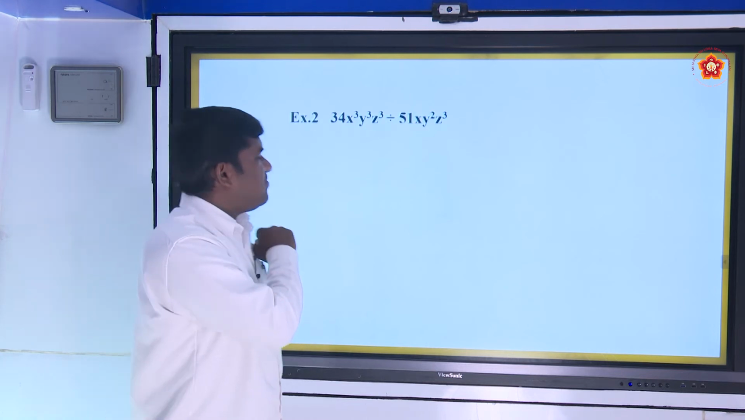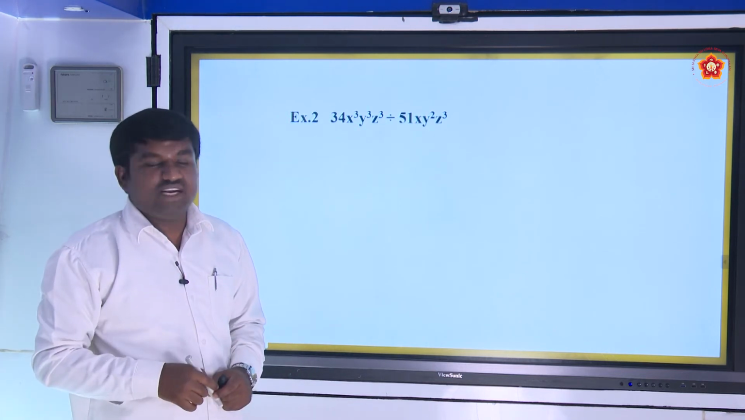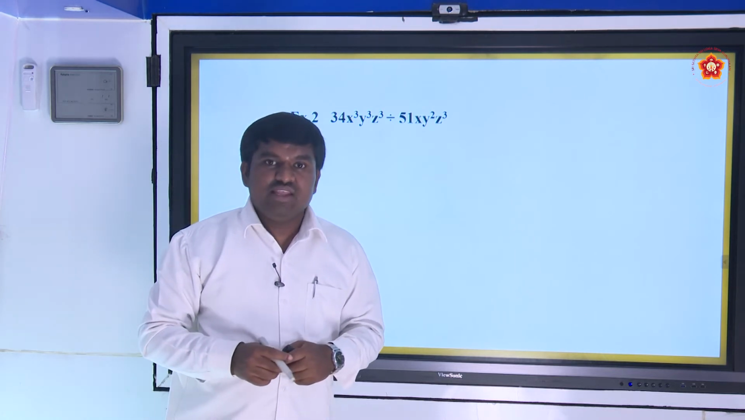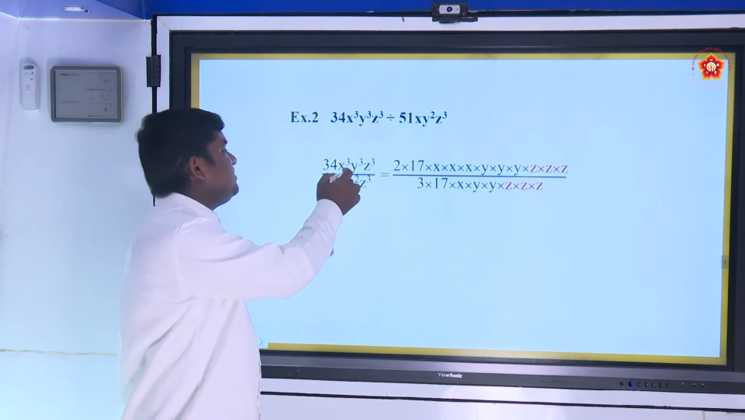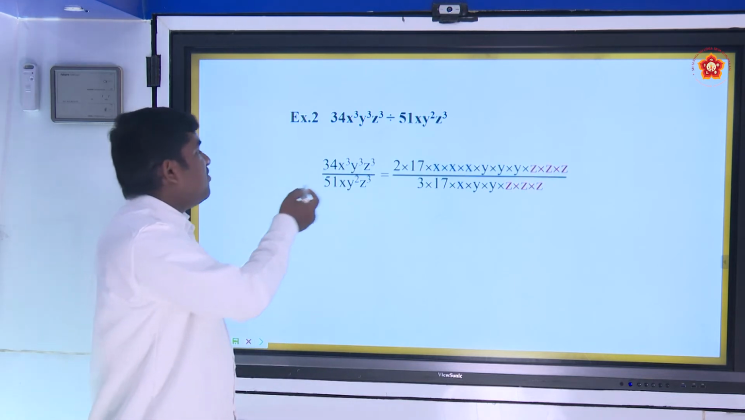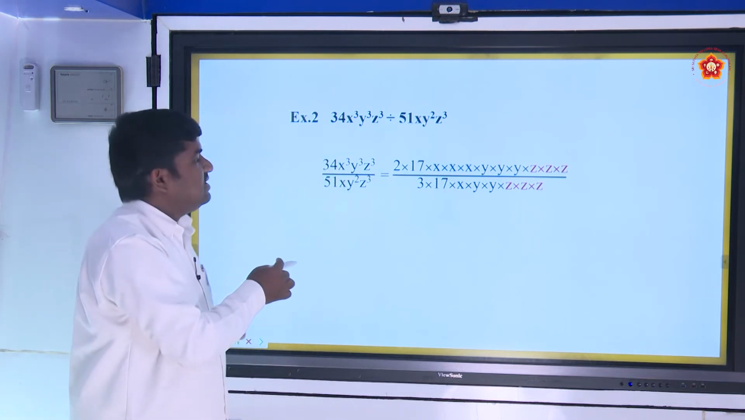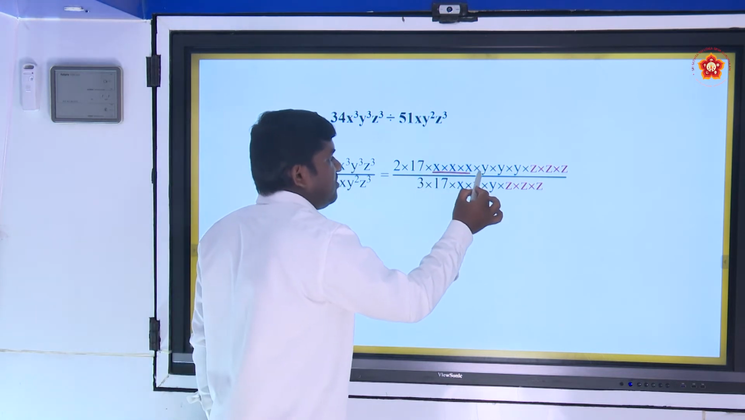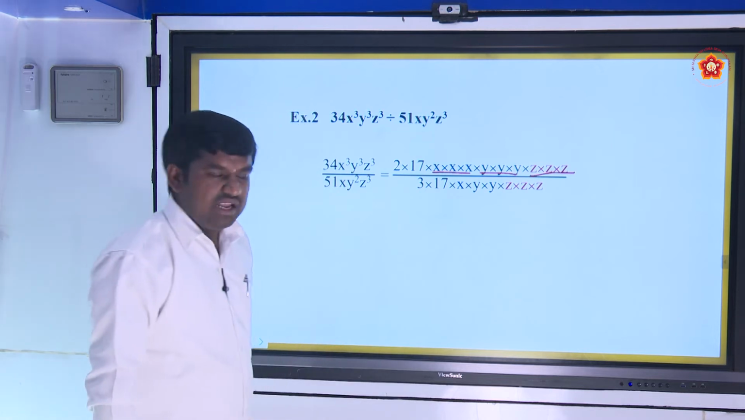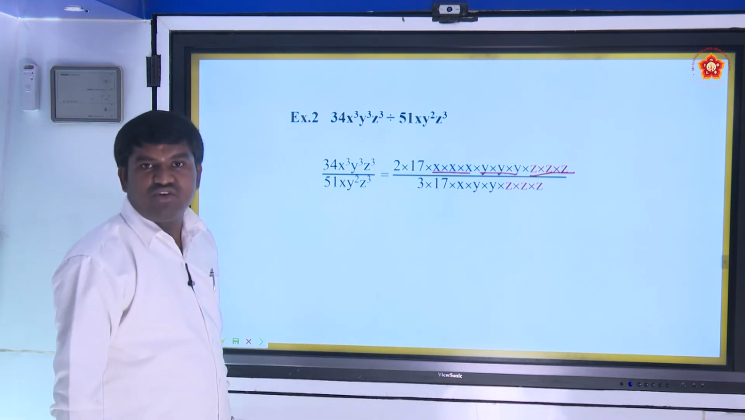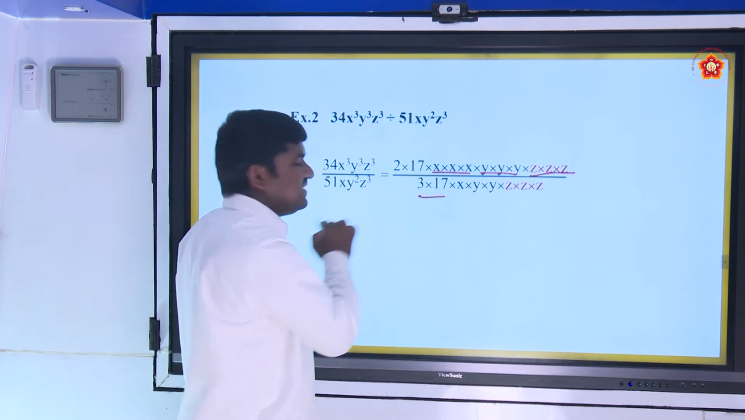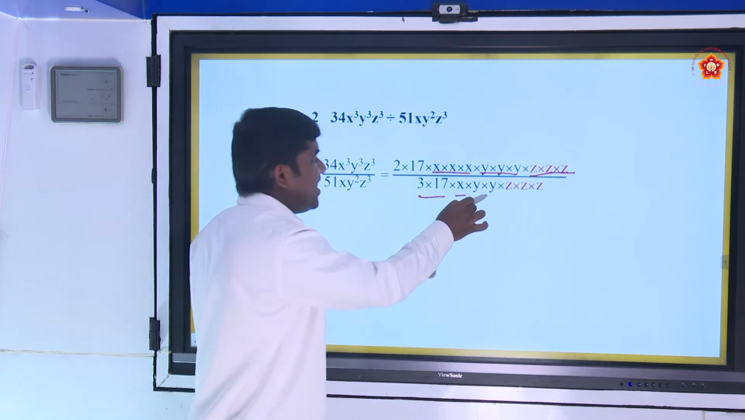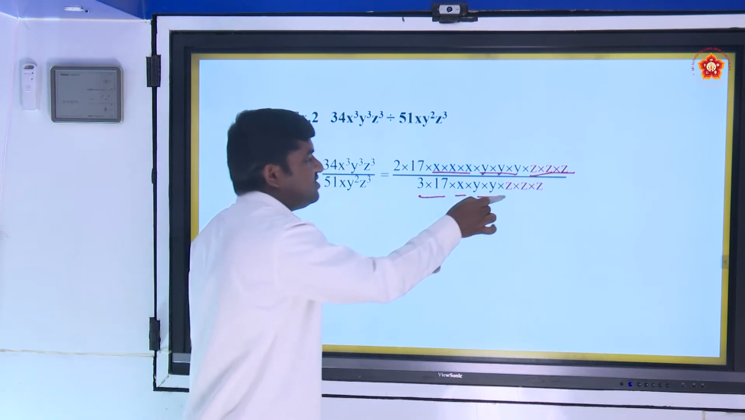Yes. Second one, 34x cube y cube z cube divided by 51x y square z cube. See here, 34x cube y cube z cube. Write the prime factors of 34, which is 2 into 17. Next, irreducible form of x cube y cube z cube is x into x into x, y into y into y, z into z into z. Next 51x y square z cube. Prime factors of 51 are 3 into 17. x as it is, y square can be written as y into y, z cube as z into z into z.